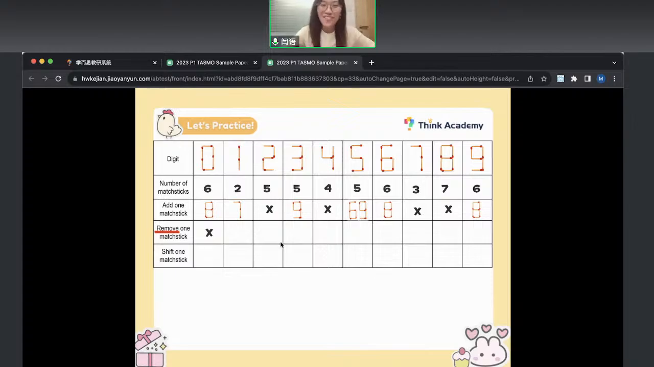For 1, you see that we only need 2 matchsticks, right? And what if I want to remove 1? Can we get anything? No, nothing, right? Okay, next one. What about number 2? If I want to remove 1 matchstick, what new digit can we get? Correct. Again, nothing. Okay, next one. What about number 3? Good job. Again, number 3 cannot.